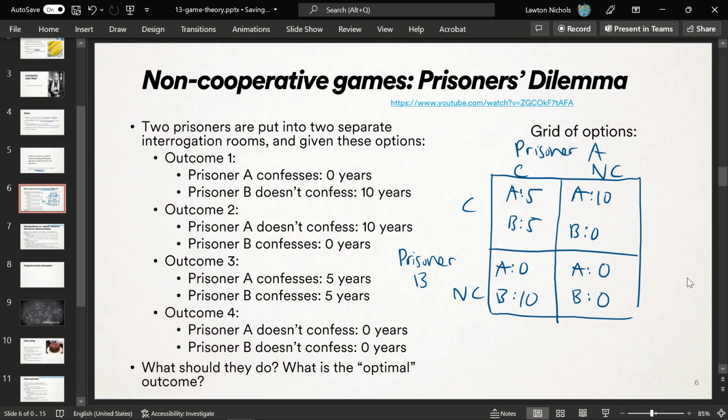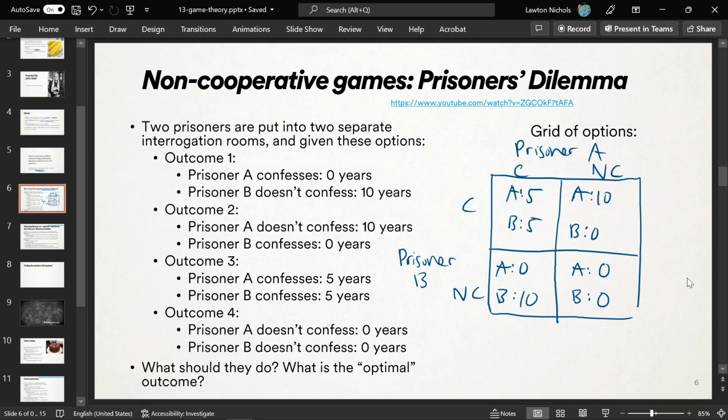Okay? So the question, the thing that game theory solves, is what should the prisoners do? Should they confess? Should they not confess? How should they play this game? It is a game, according to the definition. What are our thoughts?